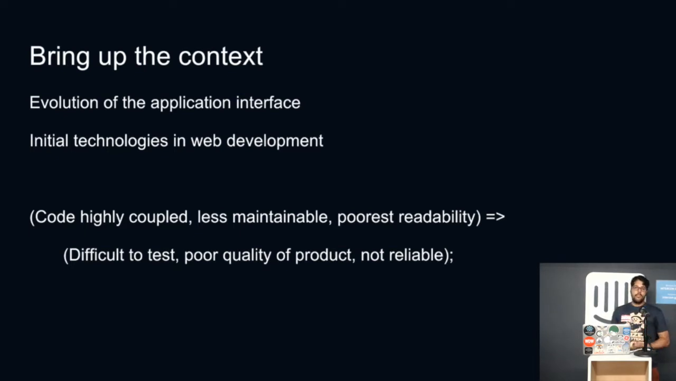A few years ago, like 10 years ago, I don't know if it's a few for you, but it's a few for me, we had a bunch of technology that was leveling up our user experience. But at a certain cost: we had highly coupled code, less maintainable, with poor readability, because everything was together, the logic and the rendering. This led us to difficult testing, poor product quality, and consequently unreliable software.